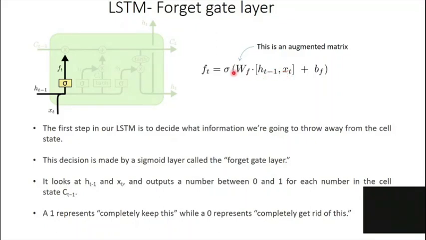So you can think of them as wfh into h of t minus 1 and wfx into x of t, and the summation of all of them plus b of f. All of that will pass through the activation function sigmoid, and then you get the output. This is an augmented matrix. That's why I'm trying to state this explicitly. Don't get confused. This is how the representation is in most of the texts, so I am following the same notation.